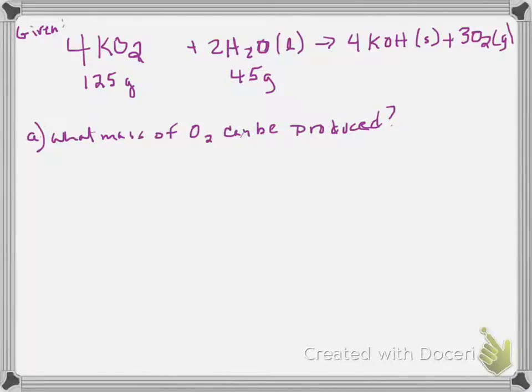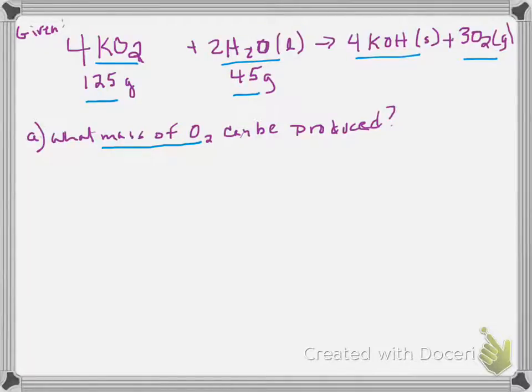Okay, so this problem states that we have potassium superoxide reacting with water to form potassium hydroxide and oxygen gas, and they give us a balanced chemical equation. And we're told that we have 125 grams of the potassium superoxide and 45 grams of water. First thing that we're asked to solve for is the mass of oxygen that can be produced.